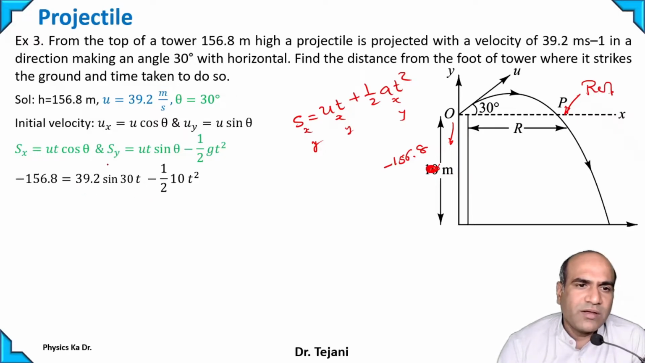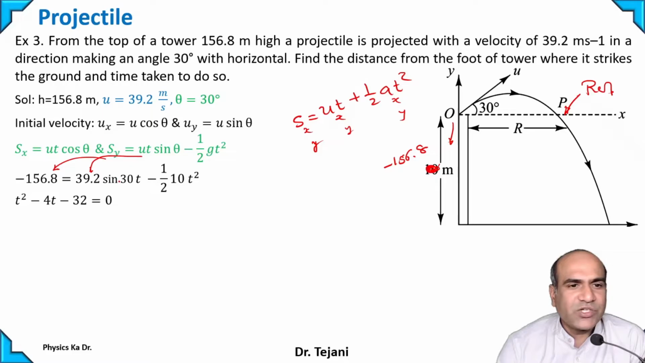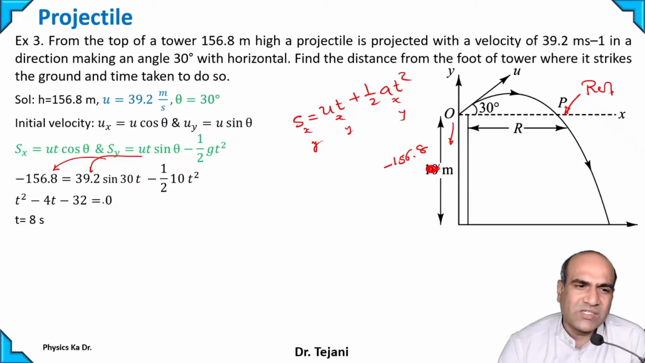So we can put here Sy as 156.8, u is given 39.2, sine 30 is given, T, and you will have the equation 1 by 10 T square. So T square minus 4T minus 32, that is the equation you can get, and you can get T is equal to 0 and T is equal to 8. There will be two answers. Initially time is equal to 0, and another will be once it reaches the final destination. Time is 8 seconds.